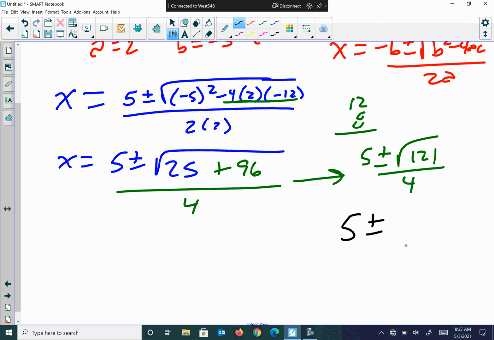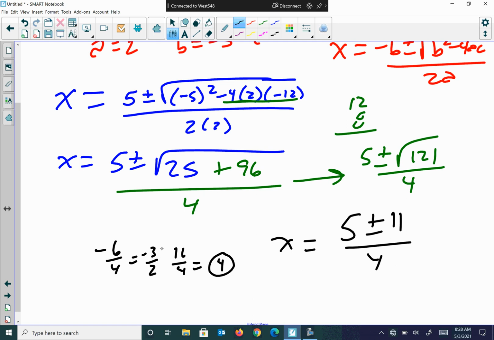So I get x equals, okay, 5 plus 11 is 16. 16 over 4 is 4. There's one answer. 5 minus 11 is negative 6 over 4, which reduces to negative 3 over 2. And there's my two answers, my friends.